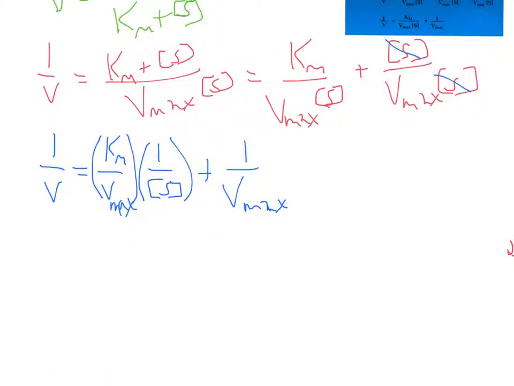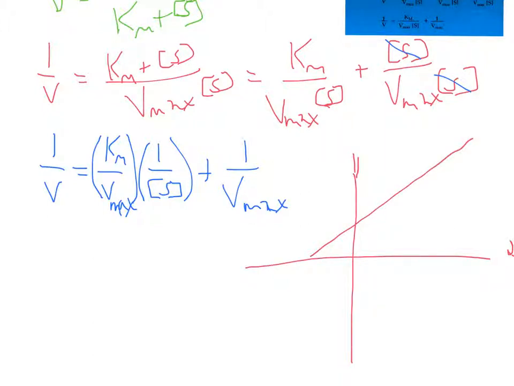The reason why we do that is because now, when you plot this, you're going to get this kind of a graph. Okay, and the y-intercept is going to be equal to what? What would the y-intercept be equal to if that is your linear function?